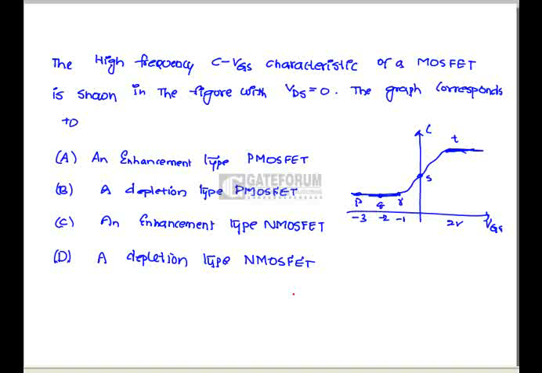See here, already the channel is not present. With the help of the VGS potential we are getting the desired charge into the channel, which means we are enhancing the channel to get the required channel for the carriage of current. So it is an enhancement type p-type MOSFET, that is option A is correct.